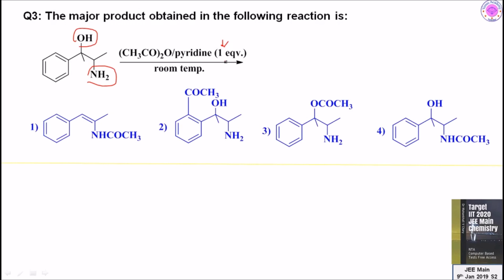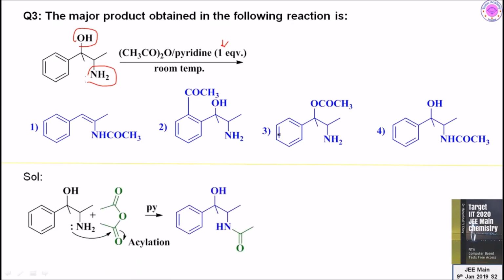Among these two, which is going to undergo acylation? Dear friends, to differentiate where the acylation goes, we should know which is more basic, alcohol or amine. Is alcohol more basic or are amines more basic? Amines are more basic, right friends? Since amines are more basic, it undergoes acylation prior to this OH.